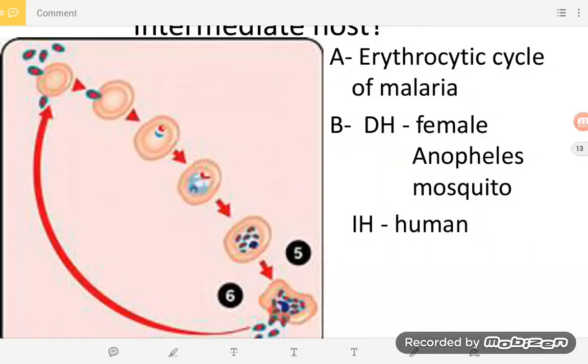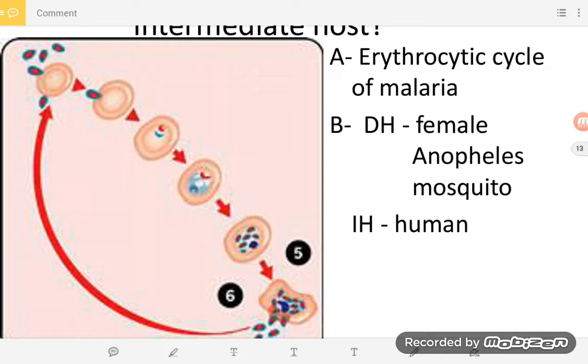So when we consider the life cycle of the malaria, the infective stage is the parasites which are present in the salivary gland of the vector. In the case of Sri Lanka, the vector is the female Anopheles culicifacis mosquito, right? When the female mosquito takes the blood meal, the sporozoites transfer into the human body.